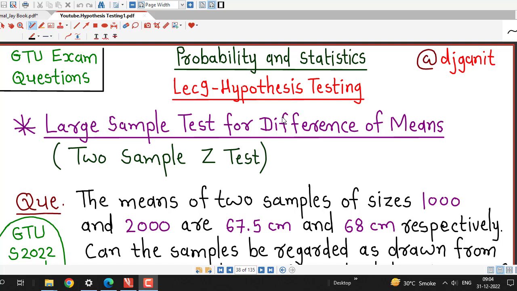Hello friends, I welcome you in lecture number 9 on hypothesis testing. In this lecture also we will discuss one more question on two sample Z test.